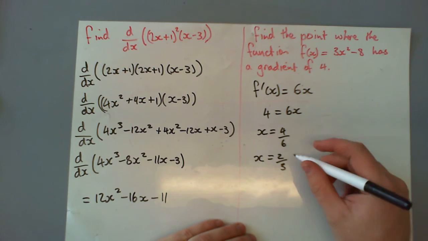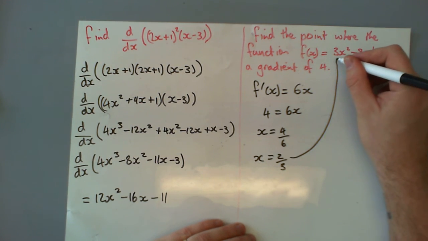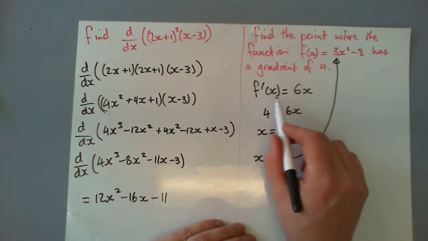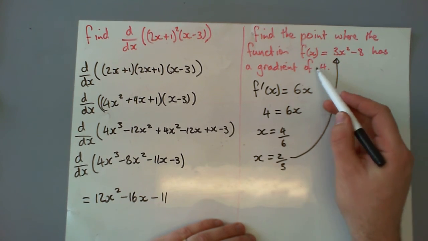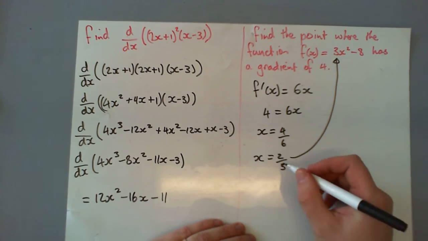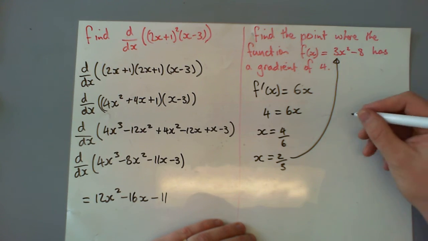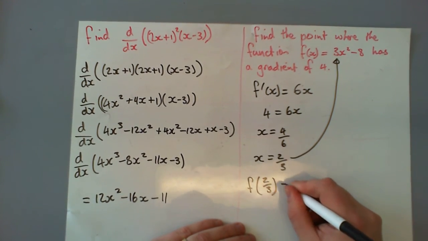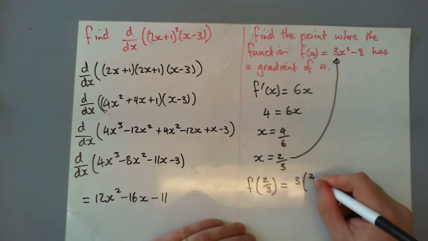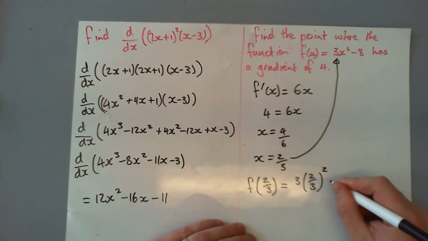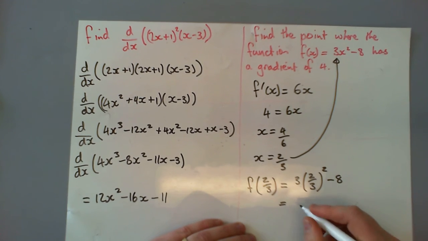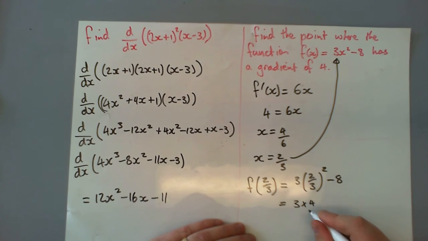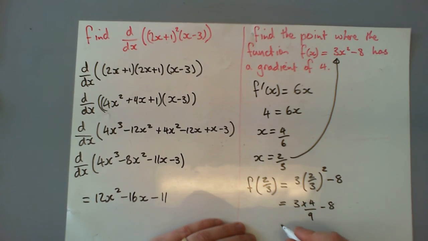So what we do is we take this x value and we sub it into the original function, not the gradient function. That's just going to give us this value of 4 again. We already know that. Okay, we need to put it back into our original function. So we're looking for f of 2/3. It's going to equal 3 times 2 on 3 squared minus 8, which equals 3 times 4 on 9 minus 8. Okay, so 4 on 3 minus 8.